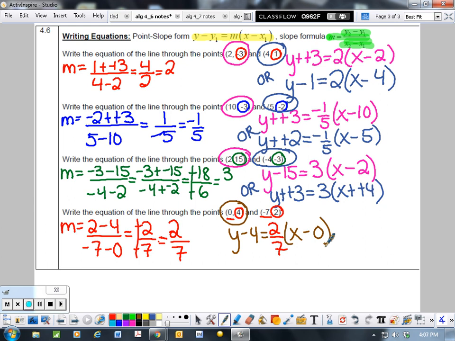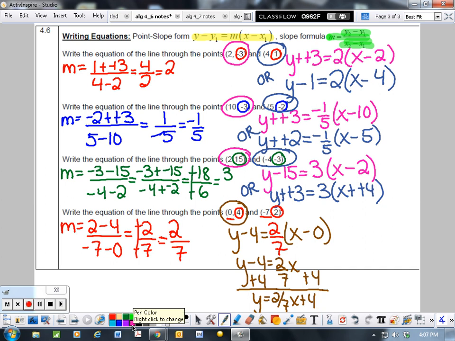Now you can leave it in this form, though usually if you have a 0 in here, it's best to simplify. So x minus 0 is x. So this is really y minus 4 equals 2/7 x. So you could leave it like that. Or you could even move over the 4, add 4 to both sides. And then you have it in what we call slope-intercept form, which is good for graphing. So just one of your options.